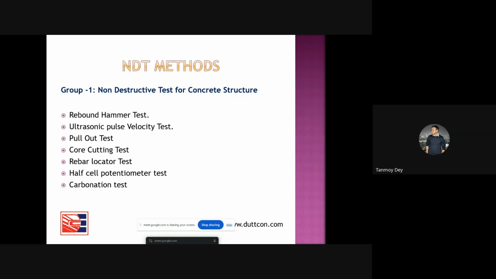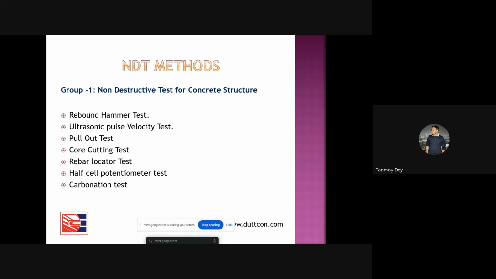The number of rebounds depends on the hardness of the surface. The harder the surface, the higher the rebound number. From this rebound number, say we are getting 30 on the rebound hammer, we have a chart that converts it into compressive strength. A particular rebound number means a particular compressive strength. So this is the principle of the rebound hammer.